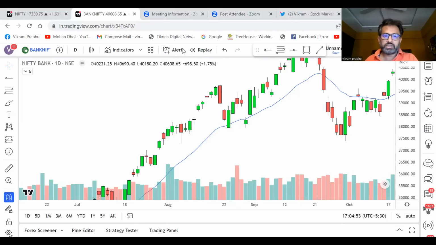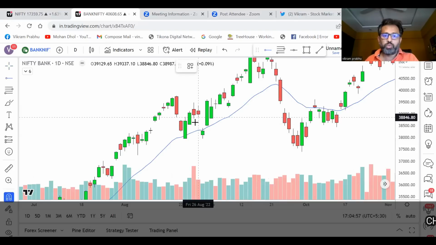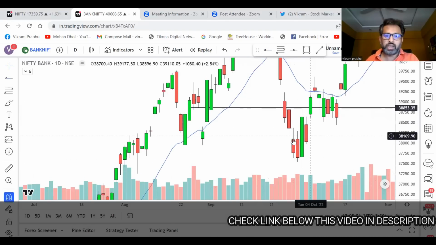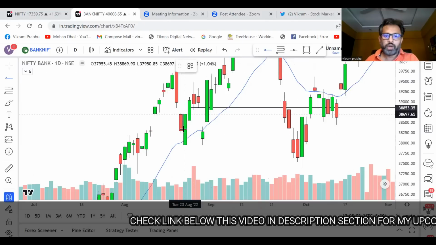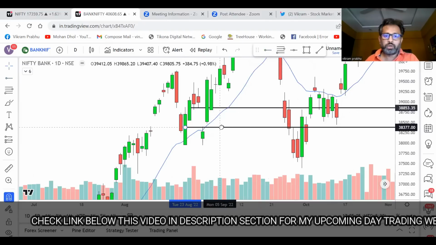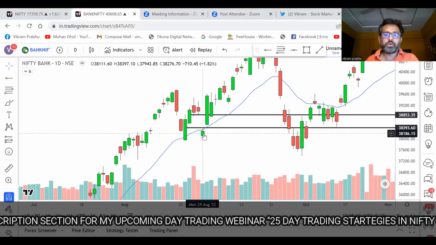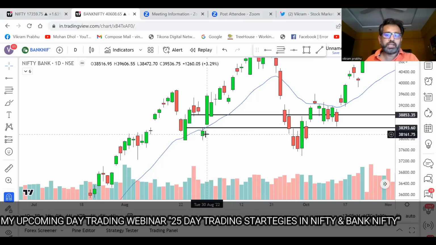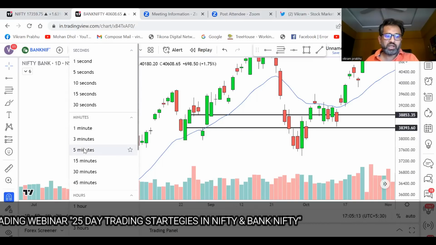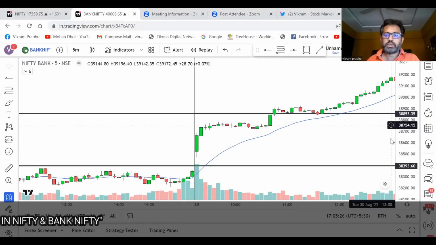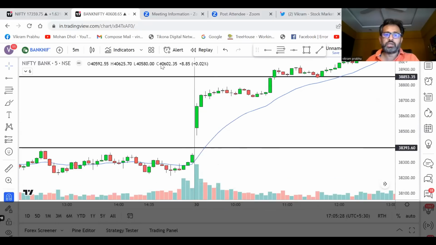Okay, where is the 26th August? This is the candle. So let's mark those candle borders. Yes, I marked the candle border, upper gap border and lower gap border. Both I have marked, and let us see 30th August. Let's go to a smaller time frame, and the same kind of price action, right?